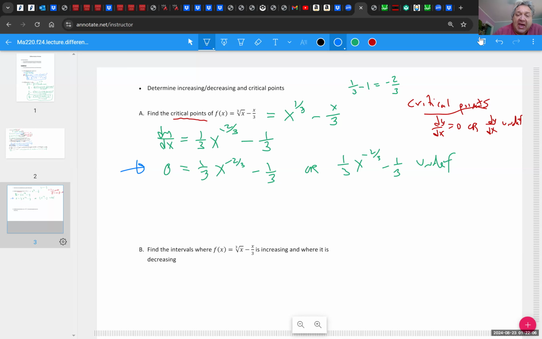I'm just going to add 1/3 to both sides. So let me get rid of this thing right here. And I'll do, oops, where's my pen? Boom. Add 1/3 to both sides. So I get 1/3 equals this stuff right here. And then I'll multiply by 3. And I get this.